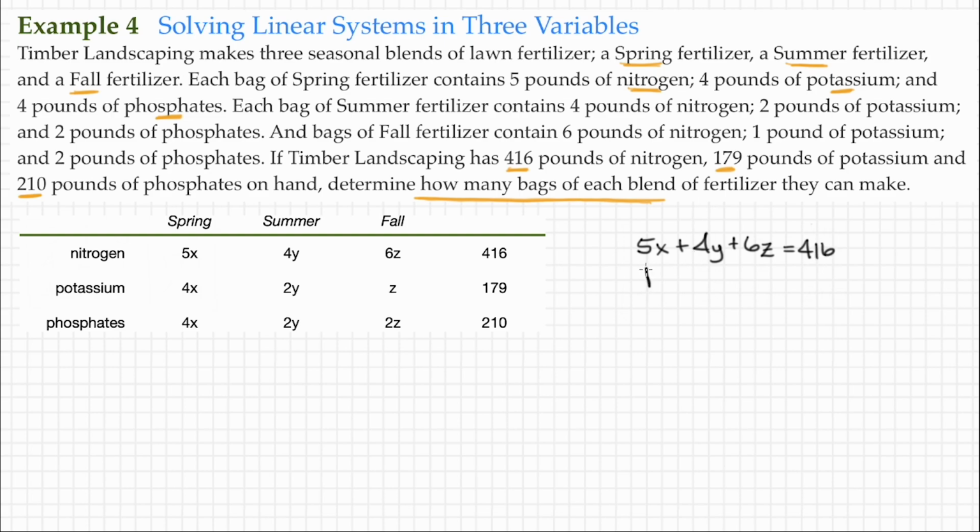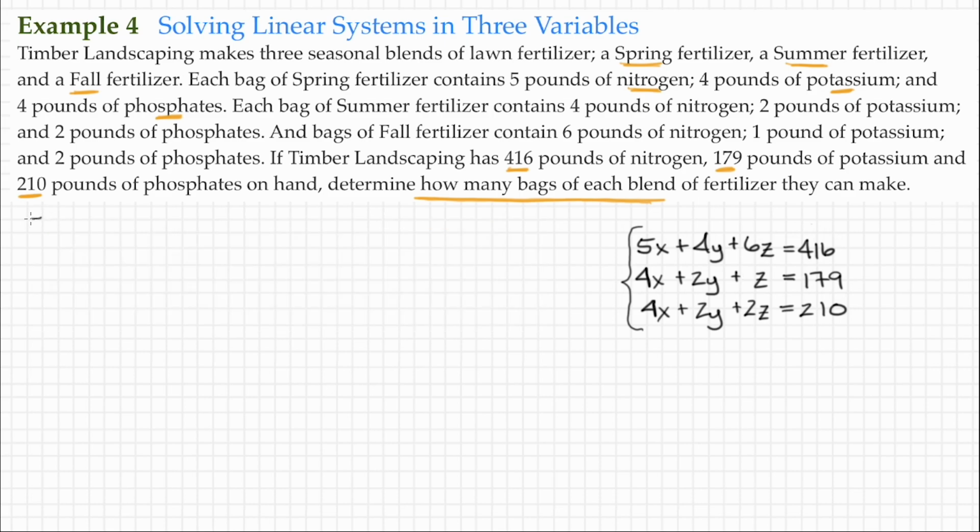Then we have 4x plus 2y plus z, and that's a total of 179. And then finally we have 4x plus 2y plus 2z, and it equals 210. Then we go ahead and we close off our system here. So this is the system of linear equations that models this scenario here. So now that we have this system, we can write an augmented matrix to represent the system so that we can eventually solve.